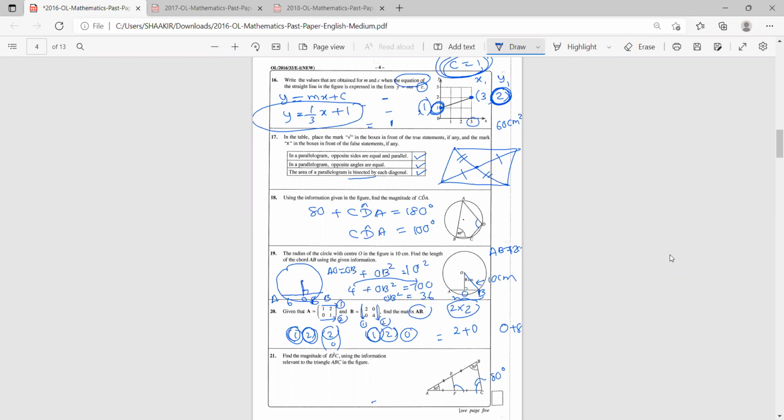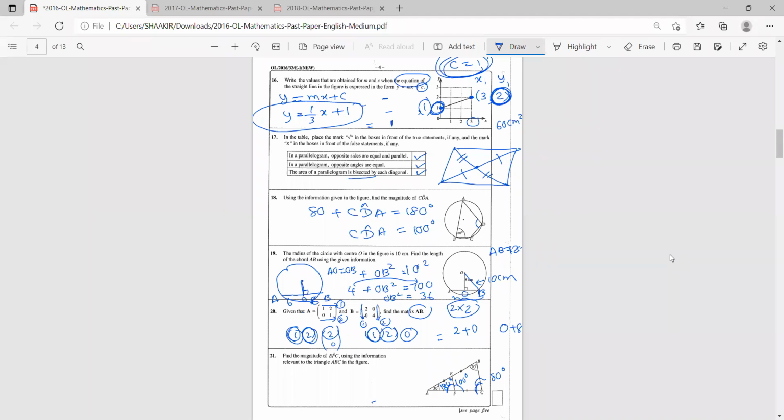So what we can do is, if you find this angle, this angle and this angle will be equal because these two are corresponding angles. So if this is 80, this also will be 80. I can say this is a straight line, so this will become 100 degrees.